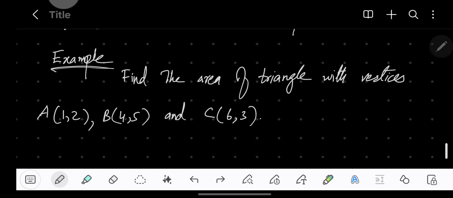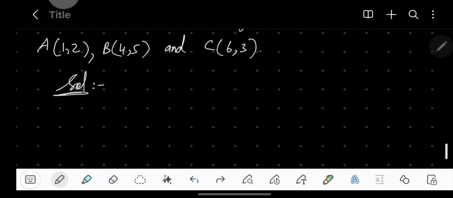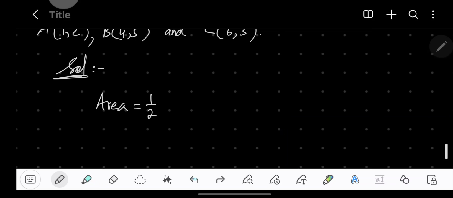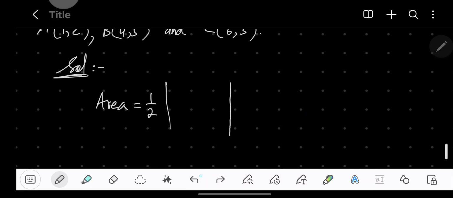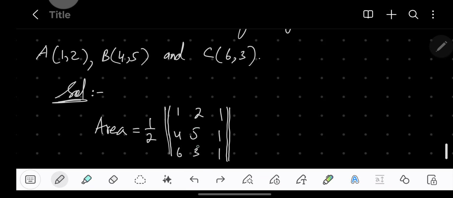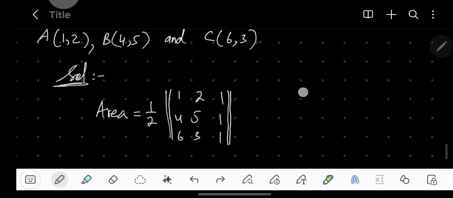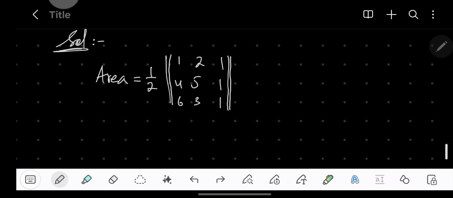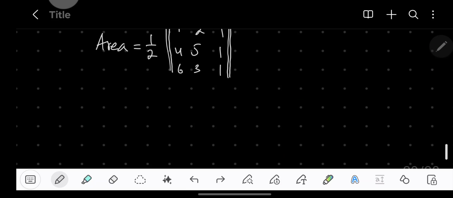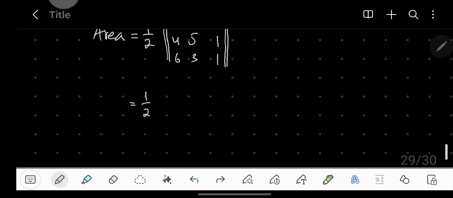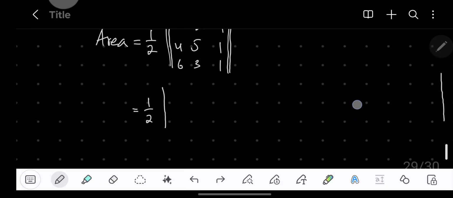Find the area of the triangle with the vertices A, B and C. Here is the solution. So the area is the absolute value of the determinant. The determinant is for the first point 1, 2 here, second point 4, 5 here, and third point 6, 3 here. So first of all we will calculate the inside determinant. Okay, so just put 1 by 2 and the absolute value.